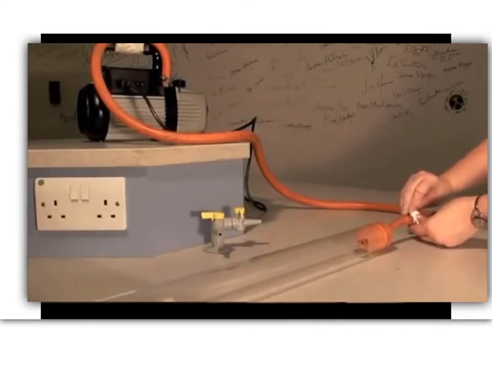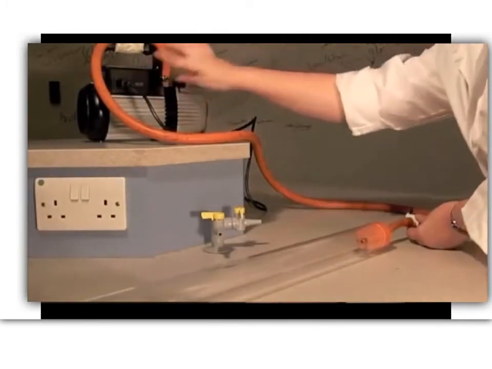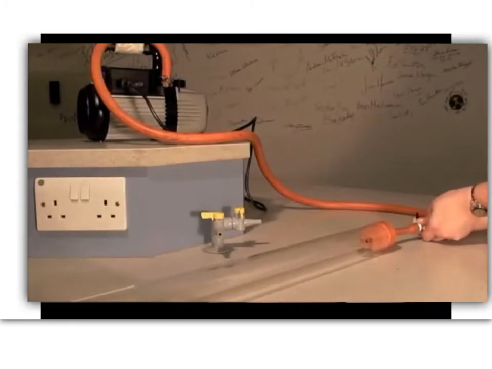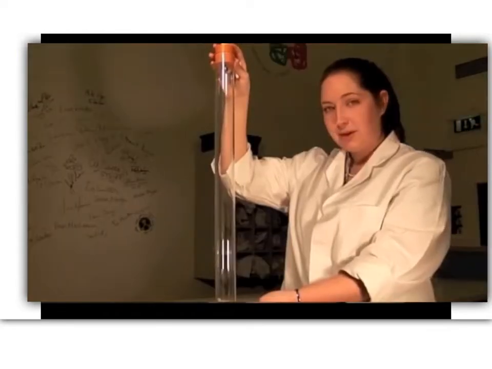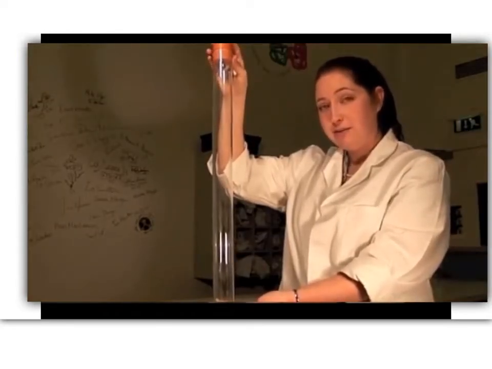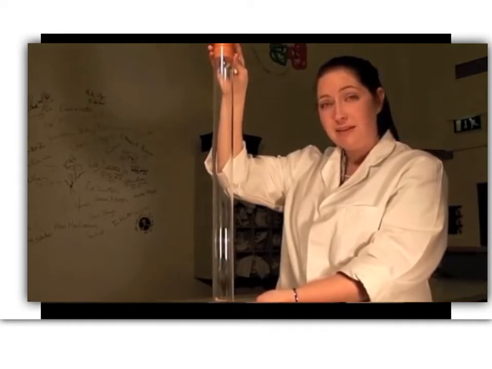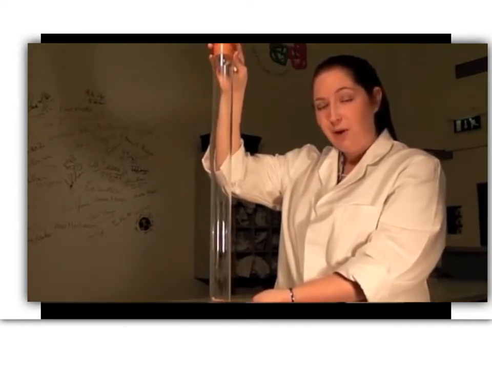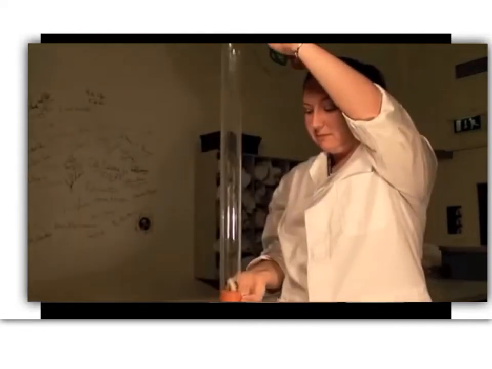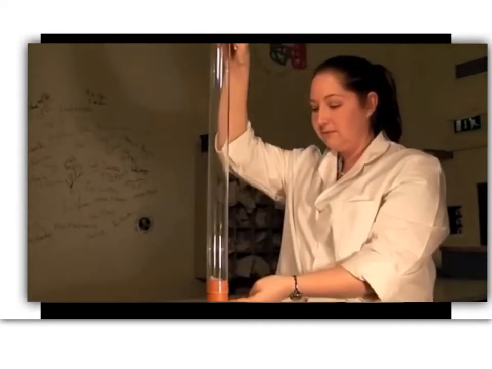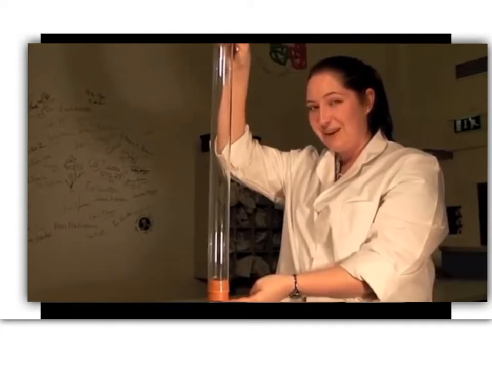So this is just a vacuum taking out all the air from that particular tube. So now we've removed all the air from the tube, and we've eliminated the air resistance. Now our coin and our feather will fall at the same speed. Galileo was right.